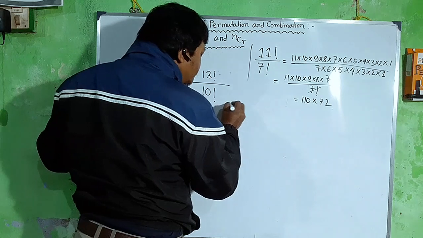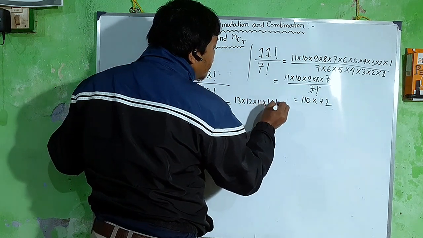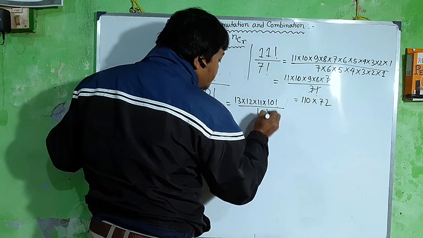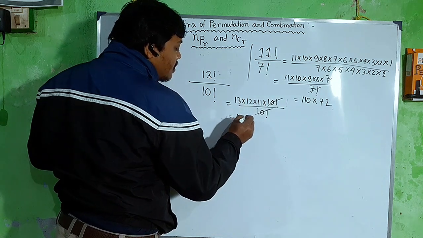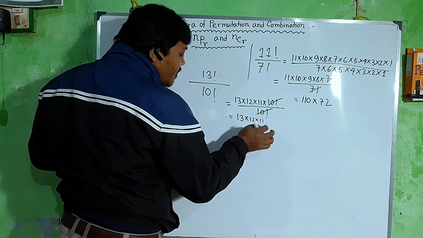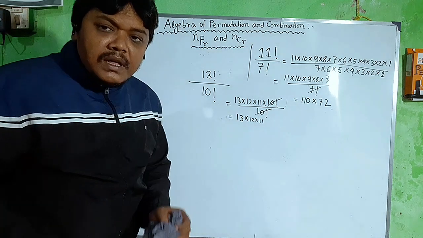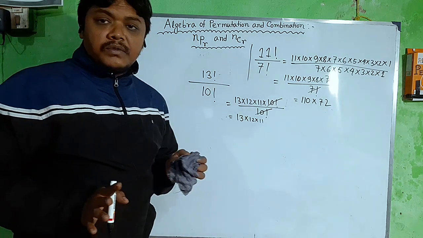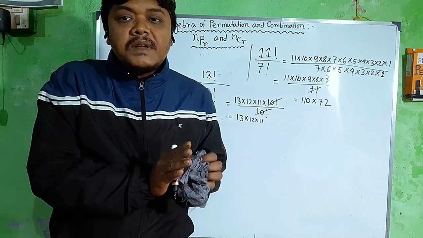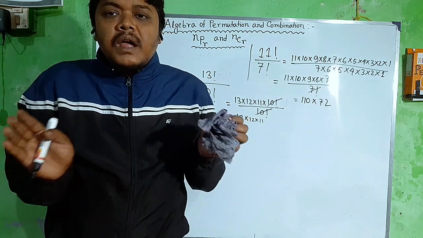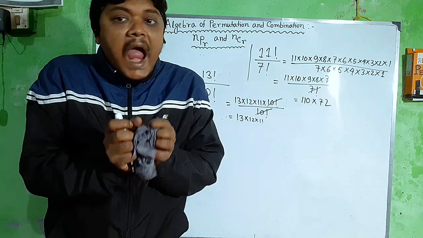So I just reduce this 13 into 12 into 11 into 10 factorial, because 10 factorial is already present in the denominator part and you can cancel it. So 13 into 12 into 11, after multiplying these three expressions you will get the required result. In this way we use the factorial notation. Factorial notation is nothing but writing the multiplication of consecutive numbers in the simplest, smallest, and handy form.